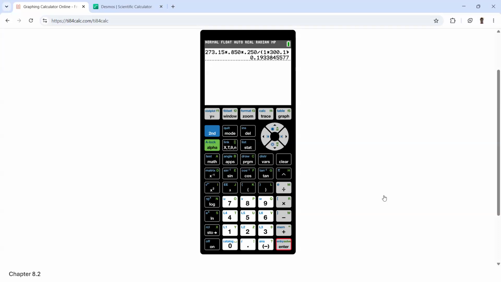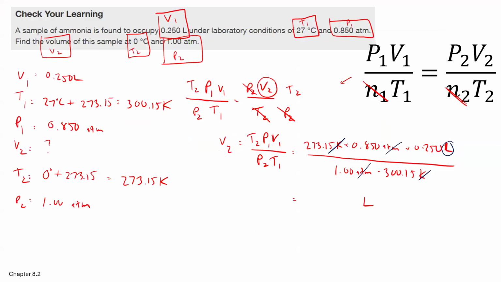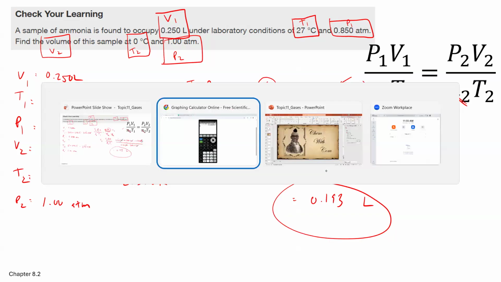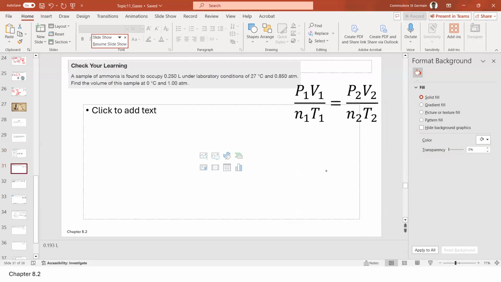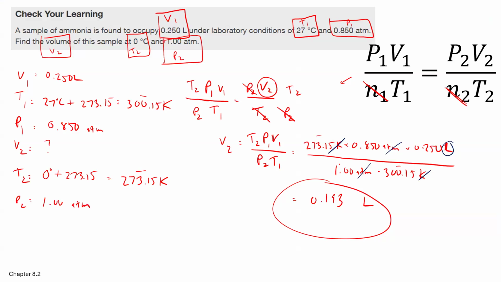All right, close parentheses and then enter. I got 0.193 liters. Let's see, we have 3 sig figs here, 3 sig figs here, 3 sig figs. So I think this is it. 0.193 liters. Let me just make sure we're doing this correctly. Yep, looks good. All right, and now on to the next one.